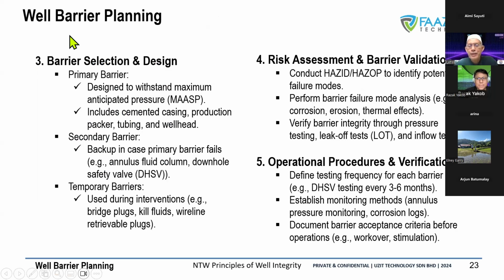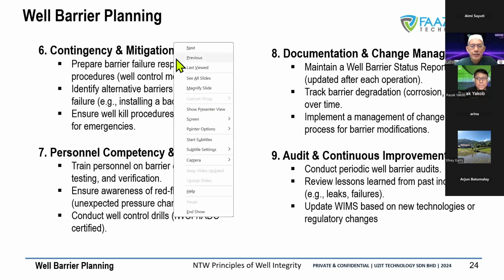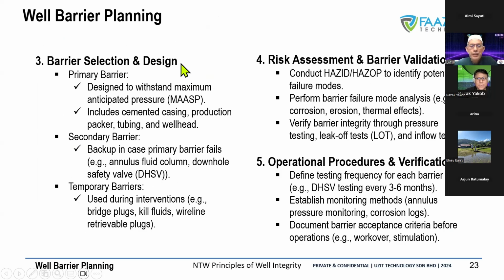Okay, for the planning, I think we have one more. I think there's another one coming, up to number 9. So number 3, barrier selection. Okay, the primary barrier is to withstand pressure, and it includes cemented casing, production packer, tubing, and so on. And then the secondary barrier is the backup barrier. If the primary barrier fails, then it will come in: the column, annulus, then the safety valve, and so on.